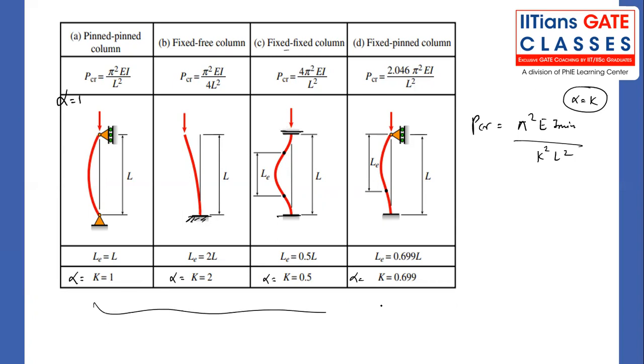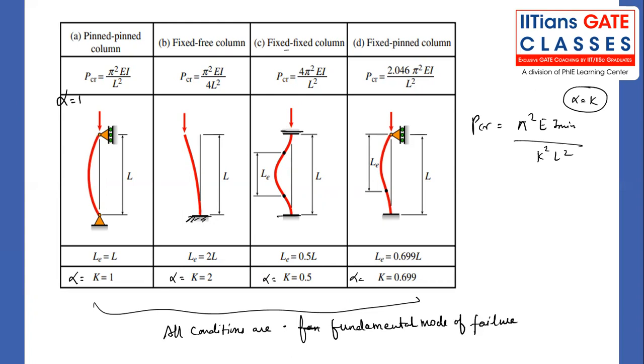Remember, all these particular cases we are discussing are the fundamental mode of failure, my dear friend. That means all the cases we are discussing are n equal to 1. If n equal to 2, things need to be modified. What are the modifications?